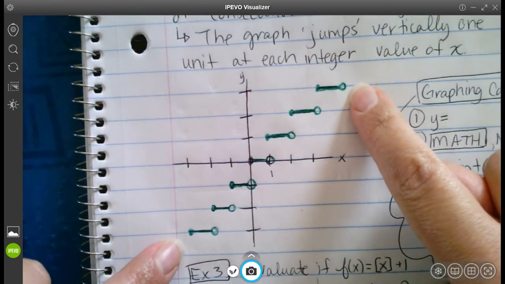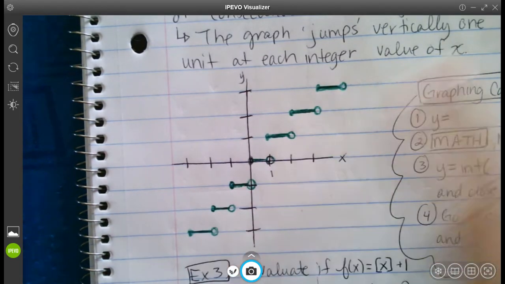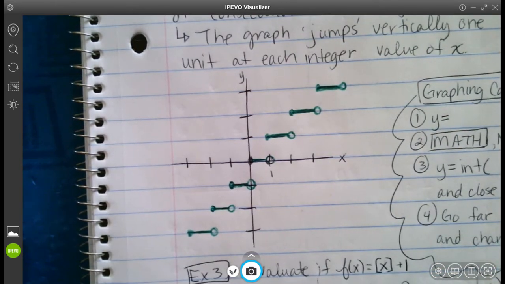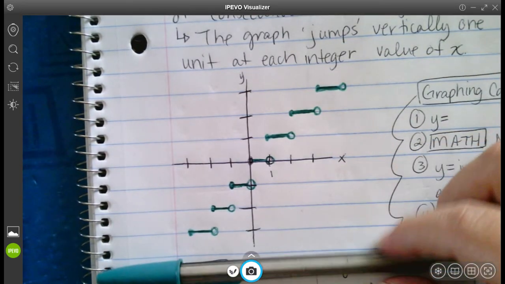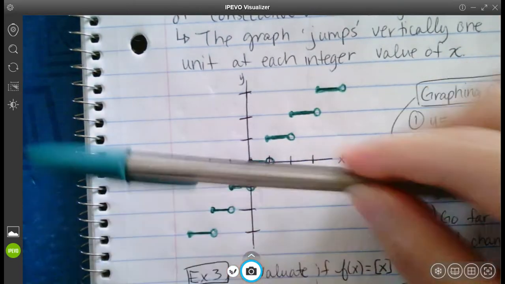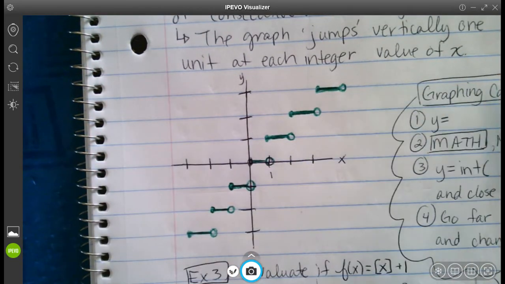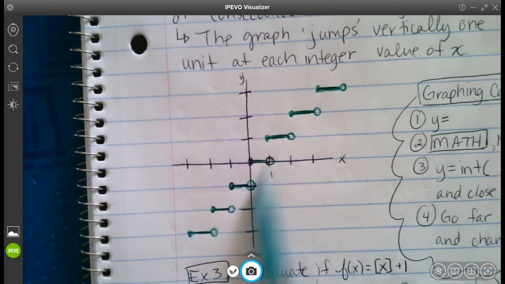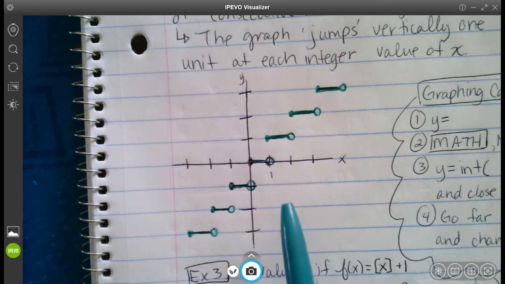Please note that it's going to keep going. I just didn't draw the rest of it, but this little pattern keeps going on forever and ever, both left and right. So if I were to squish them all together, you would see that it'd be one humongous horizontal line. And that is why the domain is all real numbers, because it does cover every single x value.